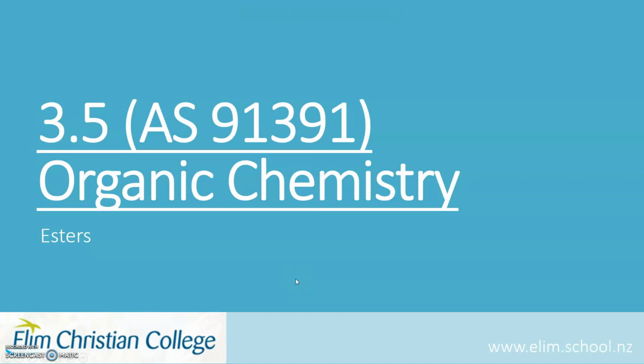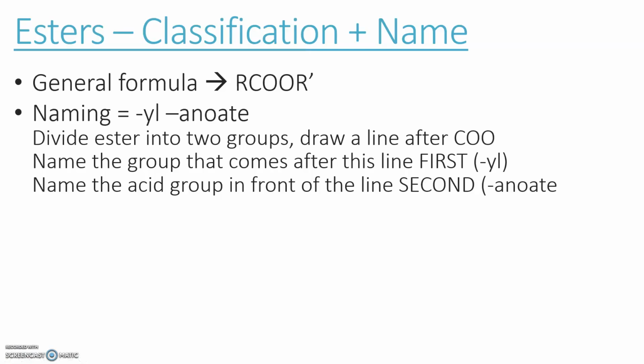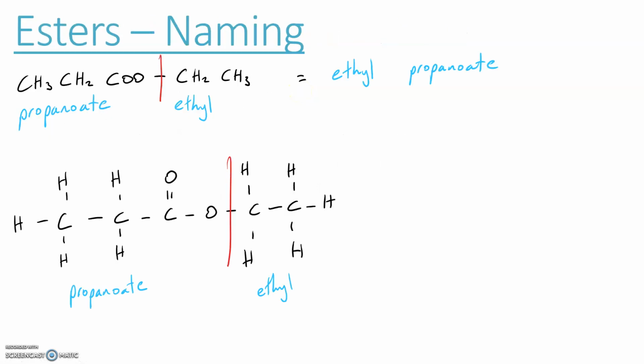Okay, we come to esters. They have the general formula RCOOR', and we'll look at a picture of one soon. Actually, let's look at a picture now. Ignore the stuff about the naming for now. We'll come back to that. But this is an ester called ethyl propanoate.